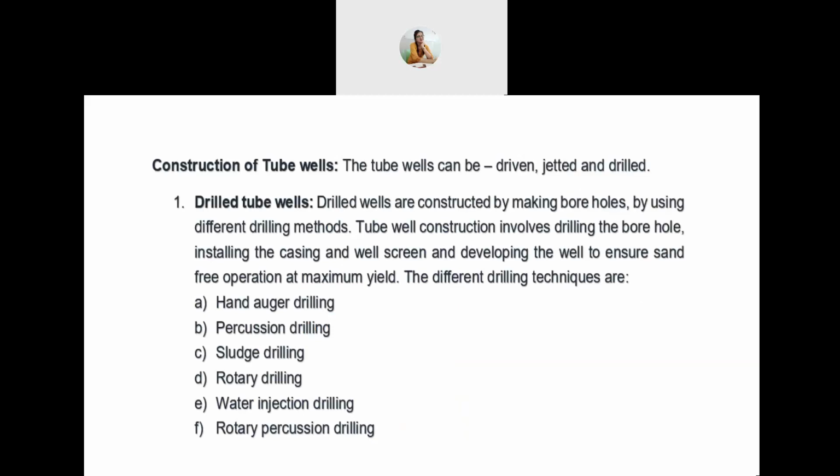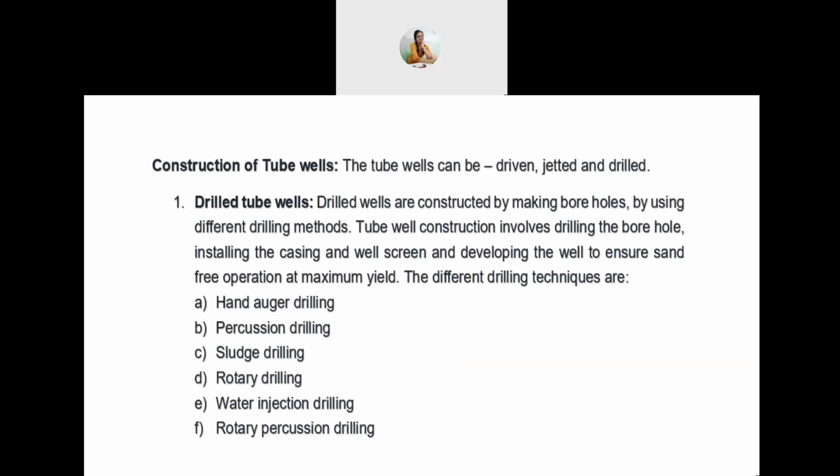So first one is drill tube wells. Drill wells are constructed by making boreholes by using different drilling methods. Tube well construction involves drilling the borehole, installing the casing and well screen, and developing the well to ensure sand-free operation and maximum yield.